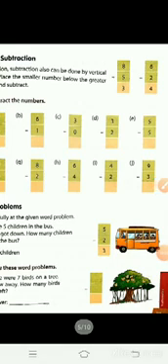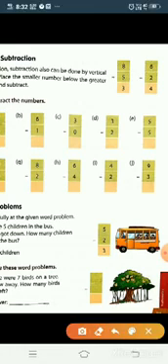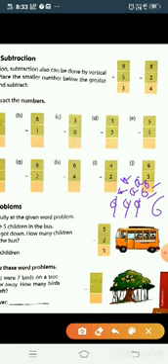Okay students, see now 9 minus 3. How do we do this sum? First we will draw 9 circles. 1, 2, 3, 4, 5, 6, 7, 8, 9. From 9 minus 3, we will cut 3 circles. 1, 2 and 3. So how many circles are remaining here? 1, 2, 3, 4, 5, 6. So the answer will be 6.